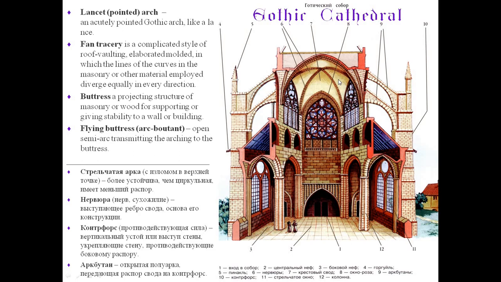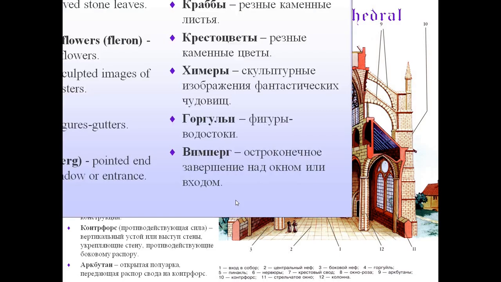Then another term is buttress. A buttress is a projecting structure of masonry or wood for supporting or giving stability to a wall or building. Another term is, by the way, counterforce, I've got to show it to you. Here it is.